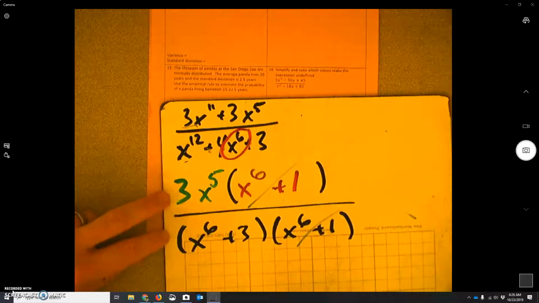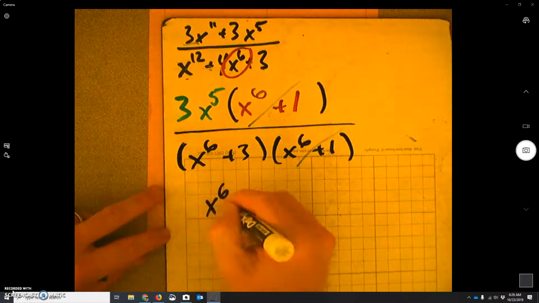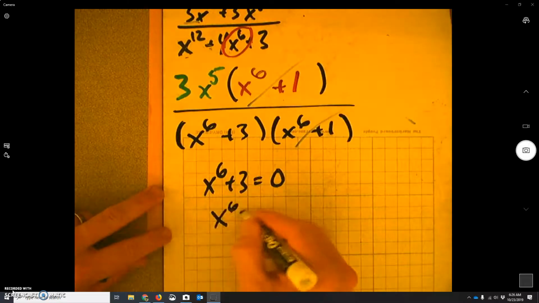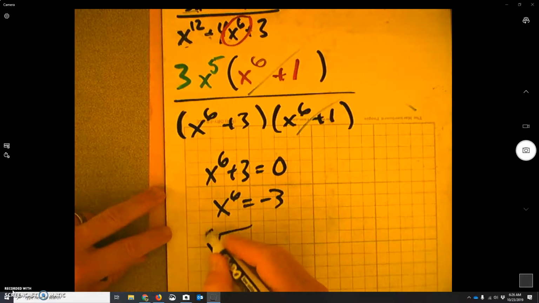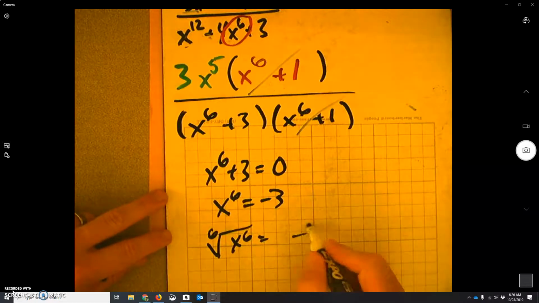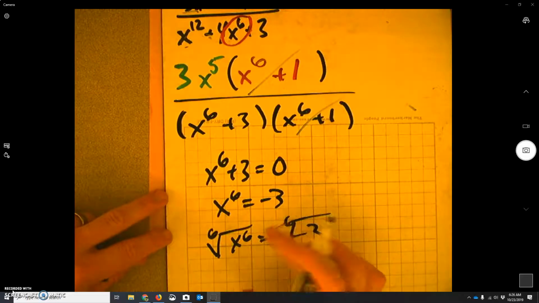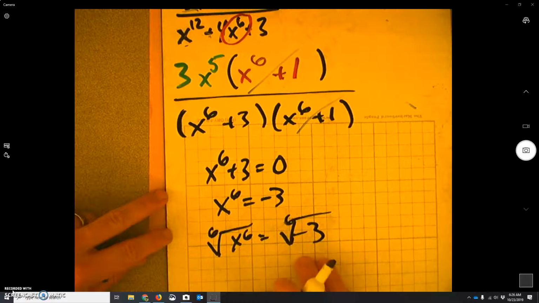Once again, I'm not going to ask you on the test what value x cannot equal. Actually, it's not going to be any value in this question. I will show you why. x to the 6 plus 3 equals 0. Subtract 3 from both sides. We get x to the 6 equals negative 3. And we take the 6th root of x to the 6 and the 6th root of negative 3. Well, you cannot take an even root of a negative: 2, 4, 6, 8, 10. You cannot have even roots of a negative number.